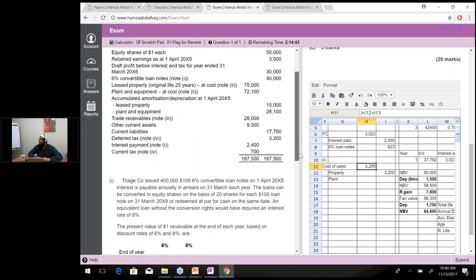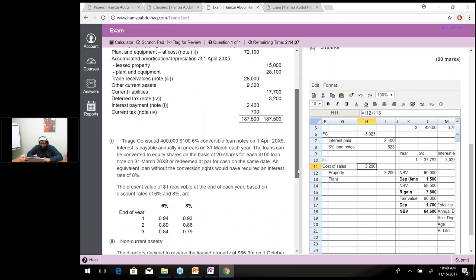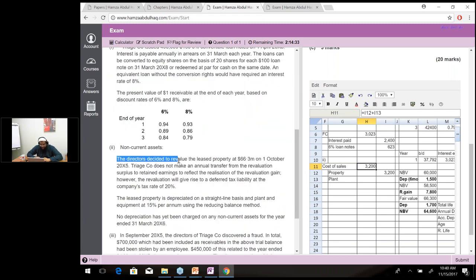Nazia is saying we also charge tax and revaluation. Nazia, if the question says we will charge, then we charge, but if the question is silent, we won't charge. So we had studied the question till over here.